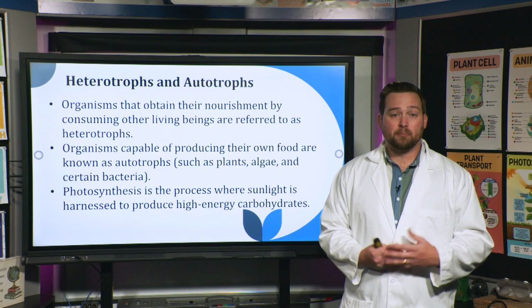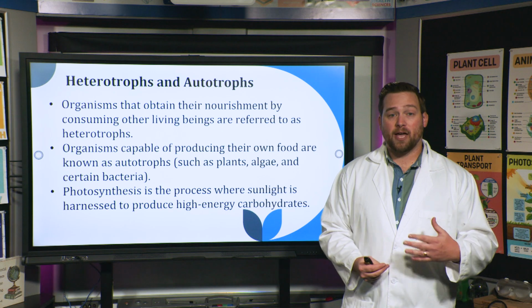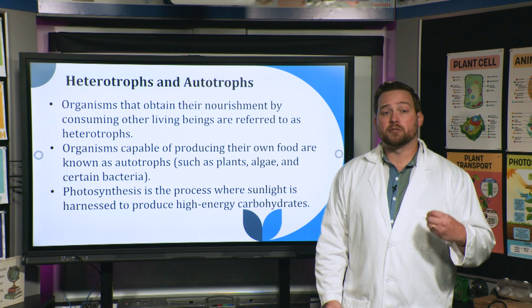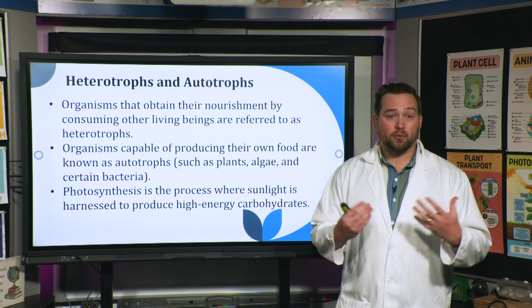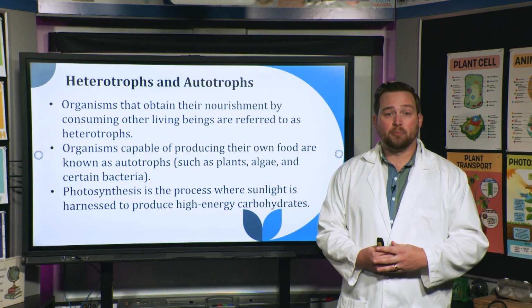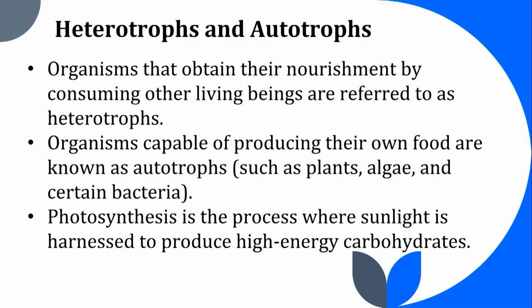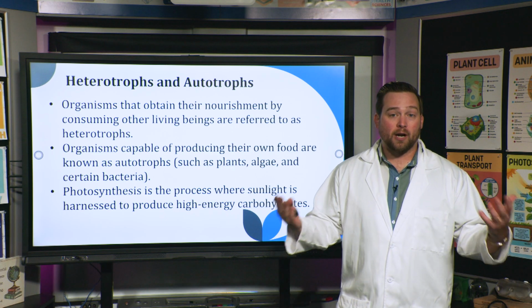You can see that first bullet point gives you the definition of a heterotroph. They must obtain their nutrients by consuming other living organisms. And again, hetero means other or different. That second bullet point says organisms are capable of producing their own food, and we call those autotrophs, or producers. These are things like plants and algae, certain bacteria. If they can make their own food, they're called an autotroph.